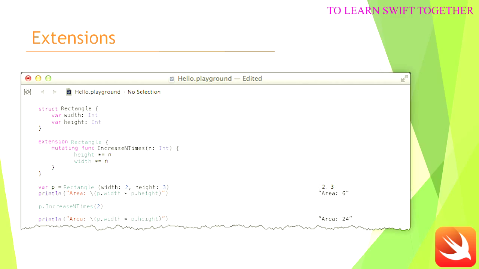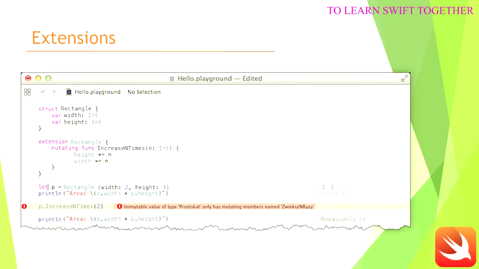In the example, we can see a simple structure, Rectangle, which consists of two elements, width and height. Below, we expanded it with the increase n times method, which modifies the size of our rectangle based on the passed argument. The mutating keyword that precedes the function definition is something new. It introduces additional protection to our code and means that the defined function modifies the values it operates on, the internal values of classes, structures, and so forth. If we try to execute it on a constant, the compiler will send a warning.